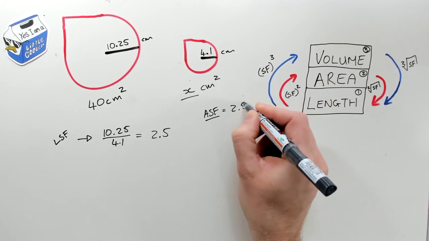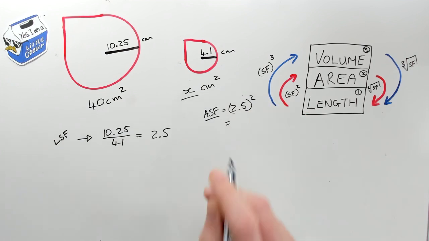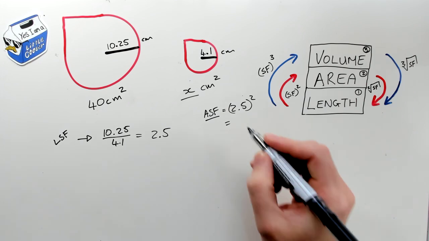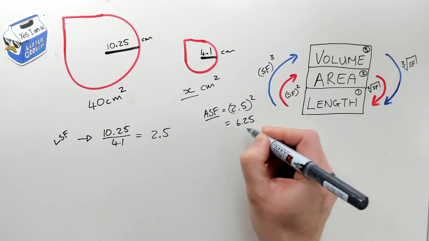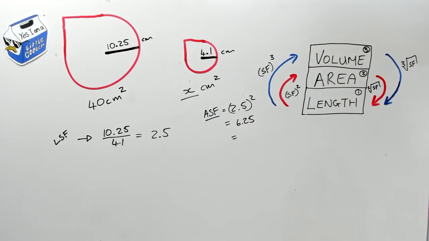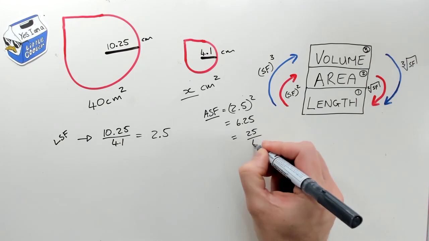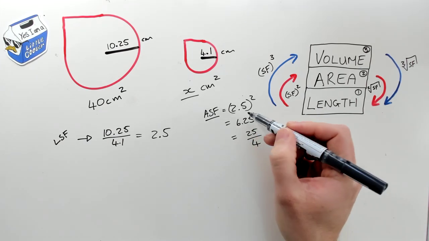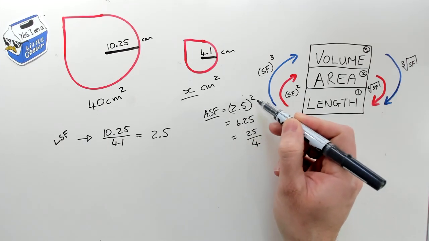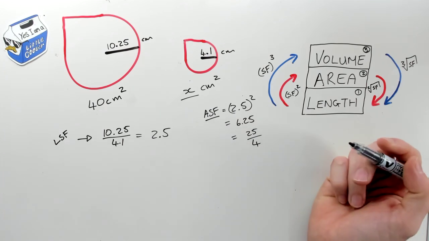So 2.5 squared. And again, I can just use it like that in my calculator, or I can write it as 6.25 or 25 over 4. These are all the same. Whether I use 2.5 squared, 6.25, or 25 over 4, it doesn't matter.